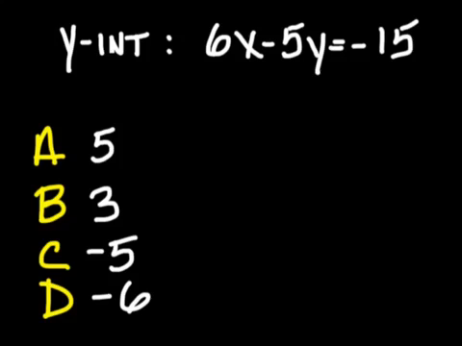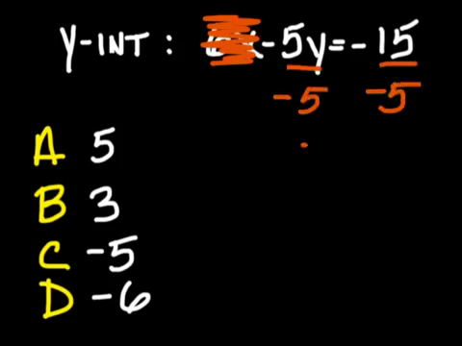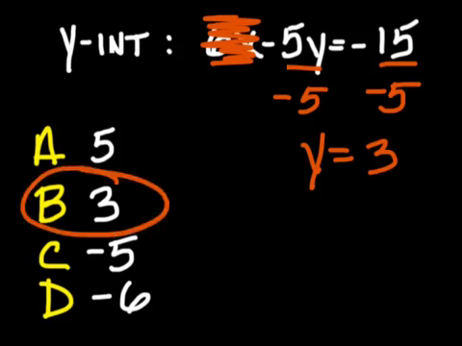Y-intercept. Block letter only. Bartley, did you hear that? That's block letter only. If you want to find the y-intercept, you're going to put a 0 in for x, and when you do that here, it just takes that out. So you divide both of these sides by -5, and you come up with a +3, which would be B.